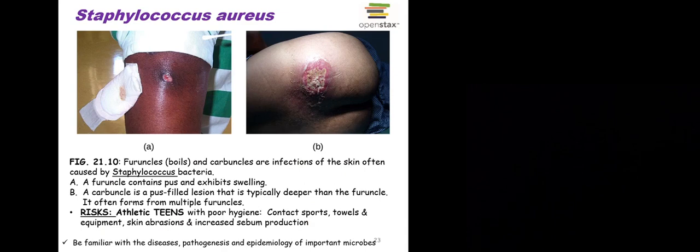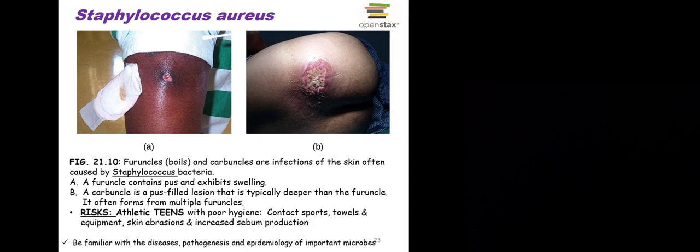So pyo means pus, derma means skin, so pyoderma. You see pus, so purulent discharge. Anytime there's pus involved, think Staphylococcus aureus, Streptococcus pyogenes. I'm not saying you won't see pus with other things, but those are two calling cards of both of those because of leukocidins. And then you can have a collection of furuncles or boils that kind of merge together, and then they form this very large carbuncle.